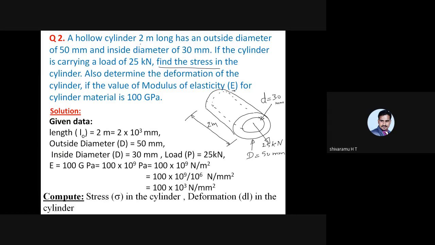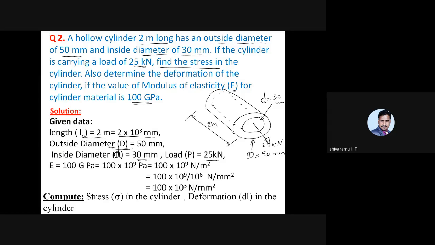A hollow cylinder of 2 meter long, so L naught is 2 meter. You can write 2 into 10 power 3 millimeter. Outside diameter of the hollow cylinder, capital D, is 50 millimeter. Inside diameter, with the small letter d, is 30 millimeter, and it is carrying a load of 25 kilonewton, so 25 into 10 power 3 Newton. And the given Young's modulus is 100 gigapascal.